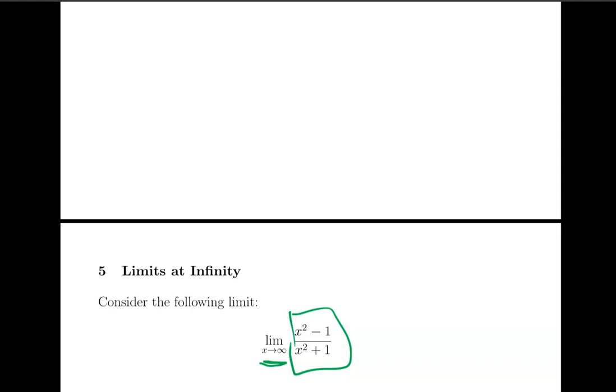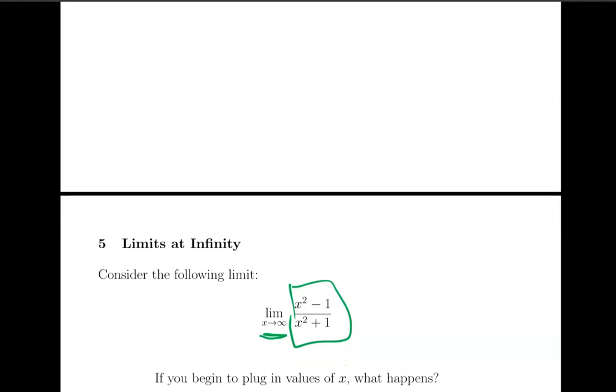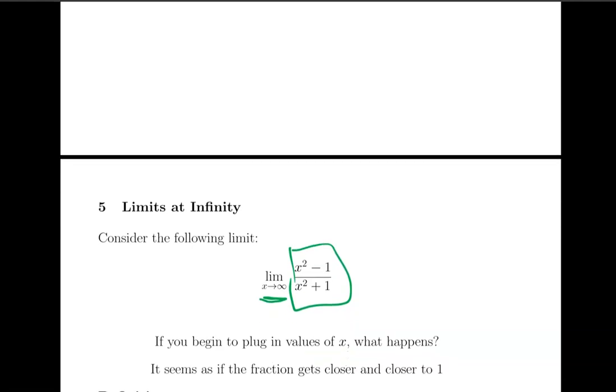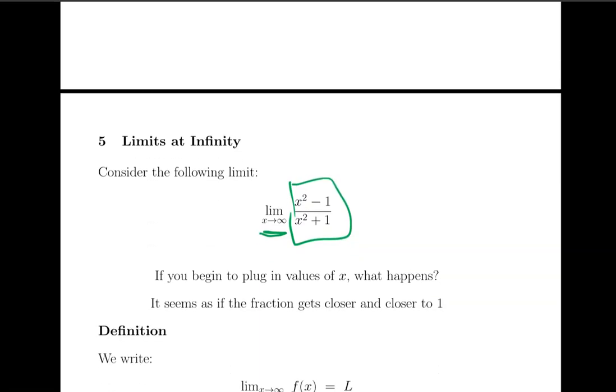Again, we can set up a chart for this, but we're not going to. We're going to jump sort of to the exact way to evaluate this. But you can obviously ask, what happens if x is 100, 1,000, 10,000, is this thing getting closer to anything? It turns out that if you begin to plug in some values of x, you will find that it gets closer and closer to 1. In fact, we can make it as close to 1 as we want, right?